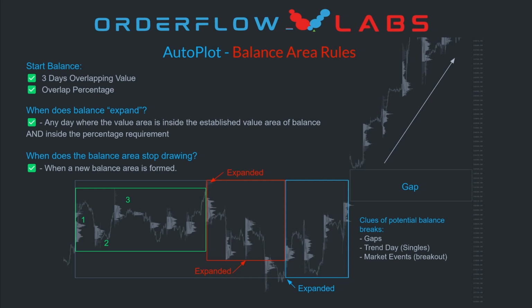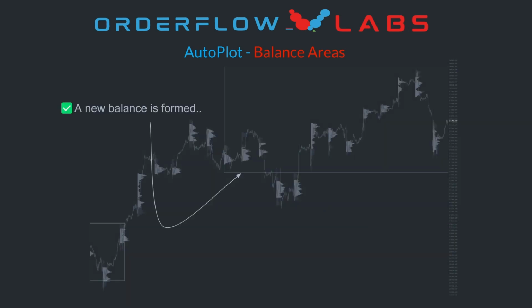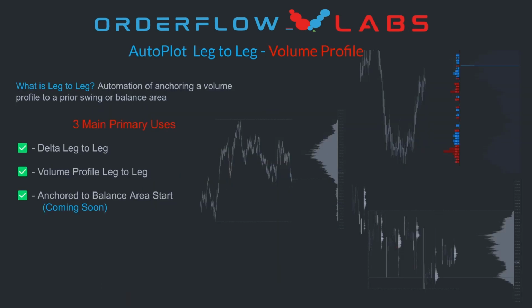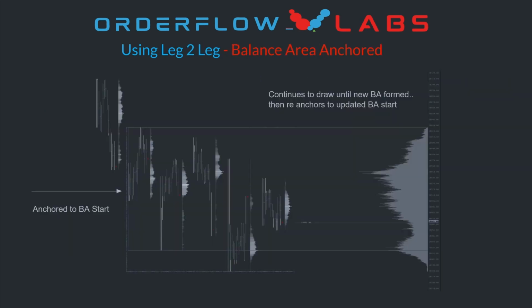All right, I'm going to assume that you guys are all experts in balance areas, single prints, poor highs and lows, and such. Leg to leg volume profile. For me, it's a big time game changer. Just having that established to that balance area start, it's a more defined process for me.